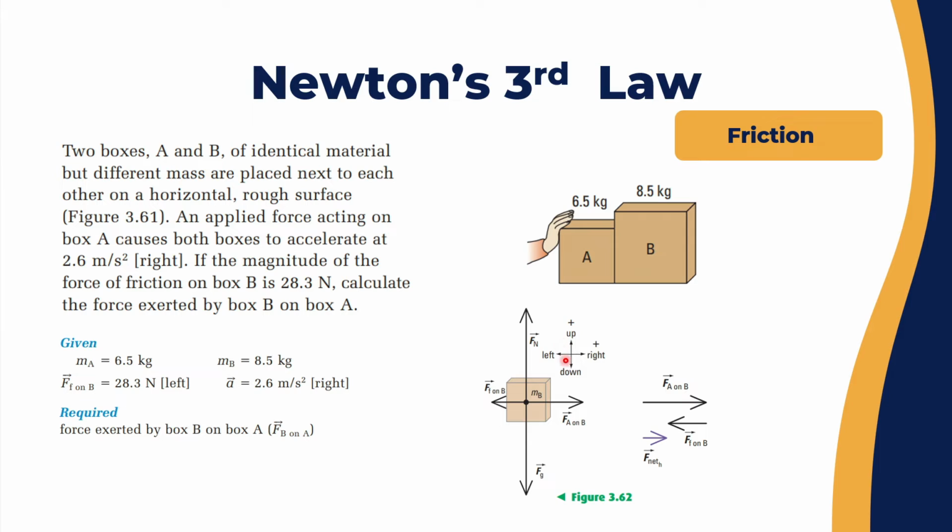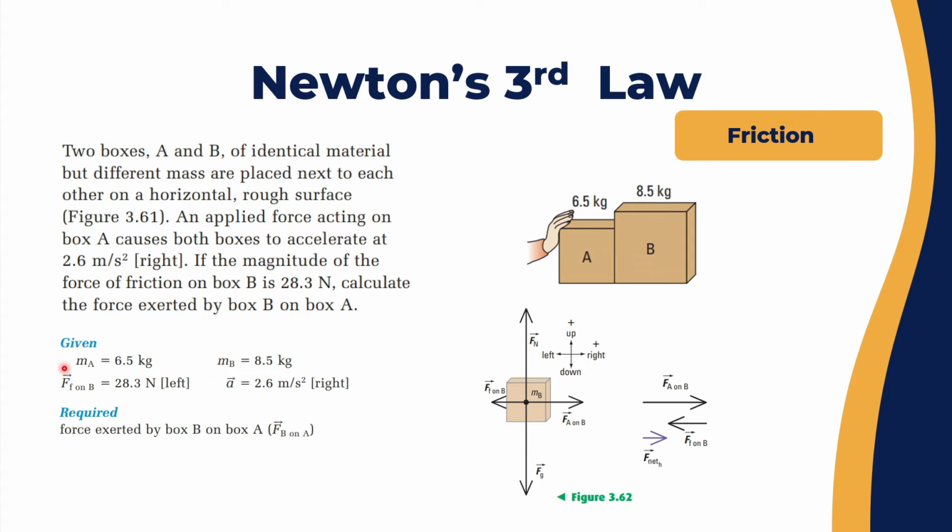Set your convention for directions. Right and up are positive. So we have on the right F exerted by object A on B, going to the right, and there is F of friction on B, which is going in the opposite direction of motion. If you draw a vector schematic, we have Fa on B and we have F friction on B to the left. F net will be going to the right.